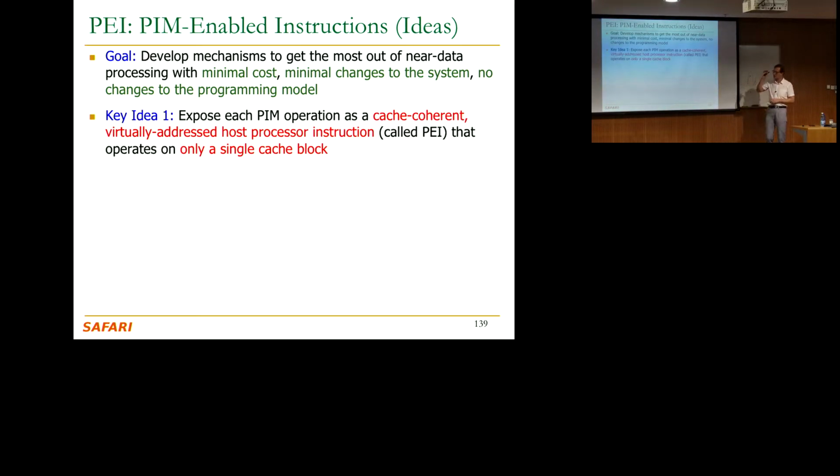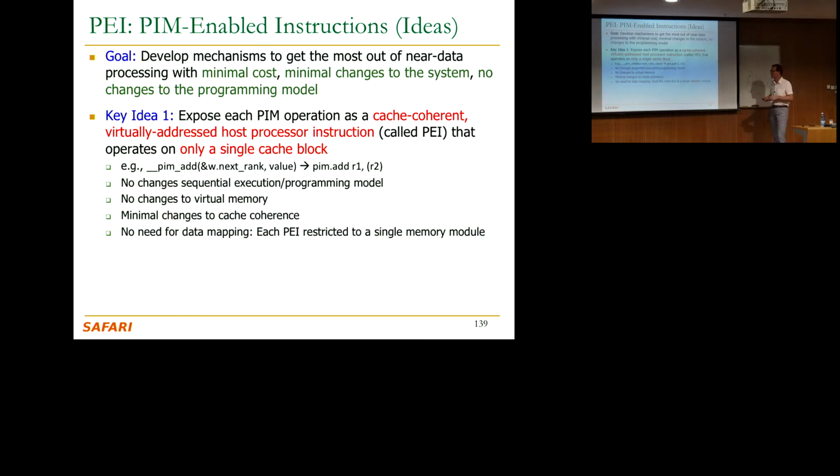And there are two key ideas in this work. The idea is very simple. You expose each PIM operation as a cache coherent, virtually addressed host processor instruction, called PIM-enabled instructions, that operates only on a single cache block. For example, if you want to do an addition of the rank and the value, you convert it to a PIM-add primitive in your language, and that gets translated into this PIM-add instruction, or PEI-add instruction.